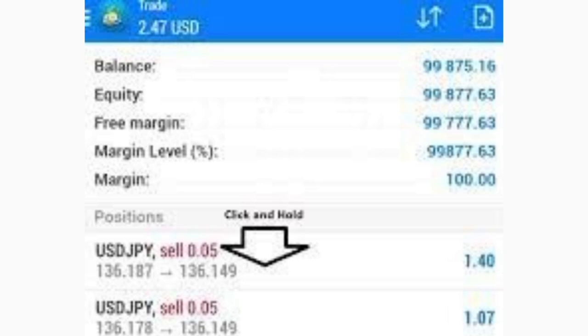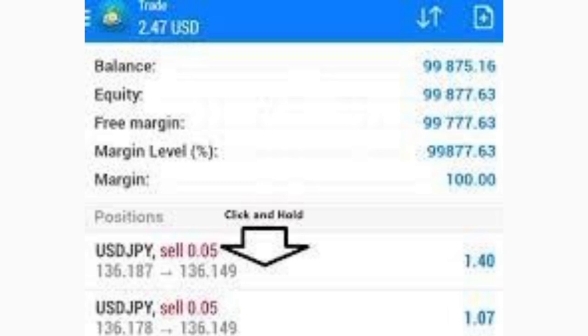So from this margin, which is 100, you can see that the trade is in profit, which is 1.40 and 1.07. If you check the top here, you see that the profit is 2.47. So 2.47 is the profit that you have. This is just a screenshot of your MT4 and how it works.